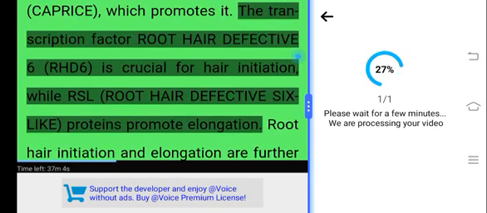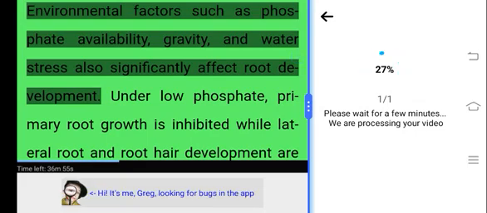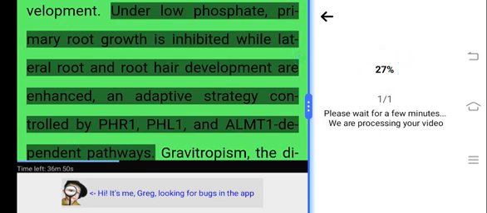The transcription factor ROOT HAIR DEFECTIVE 6 (RHD6) is crucial for hair initiation, while RSL (RHD6-like) proteins promote elongation. Root hair initiation and elongation are further influenced by hormonal signals, especially auxin, ethylene, and brassinosteroids. Environmental factors such as phosphate availability, gravity, and water stress also significantly affect root development. Under low phosphate, primary root growth is inhibited while lateral root and root hair development are enhanced, an adaptive strategy controlled by PHR1, PHL1, and ALMT1 pathways.